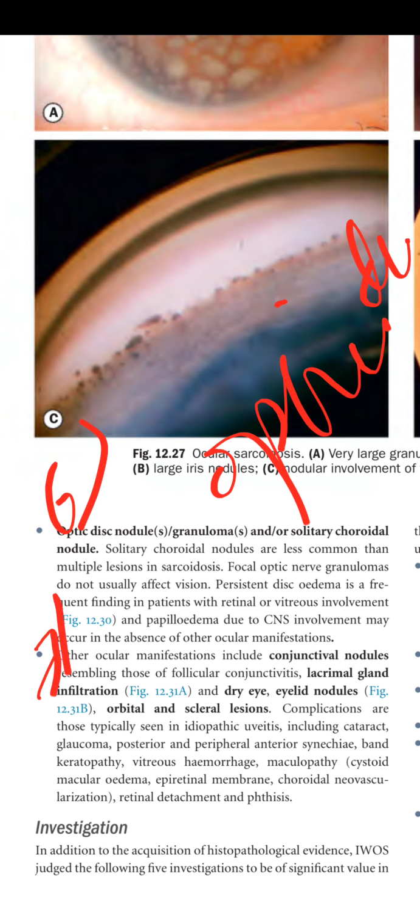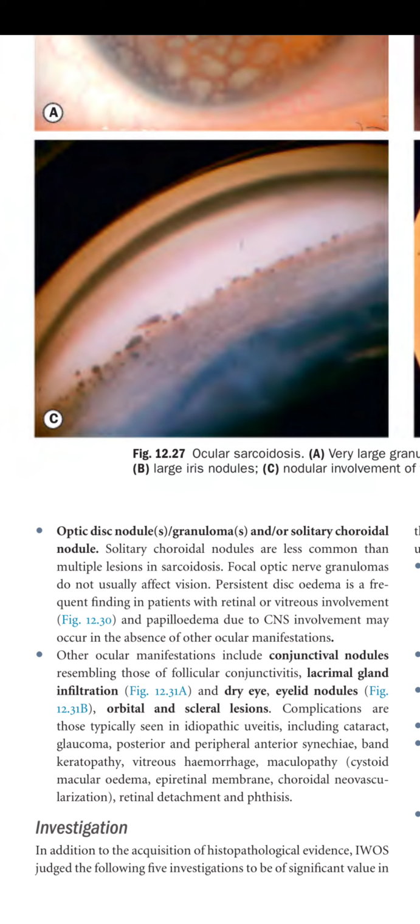Now, seventh is that there is going to be nodule formation in the rest of the eye. Other ocular manifestations include conjunctival nodules resembling those of a follicular conjunctivitis, lacrimal gland infiltration, and dry eye, eyelid nodules, orbital and scleral lesions. Complications are seen, those typically seen in idiopathic uveitis, including cataract, glaucoma, posterior and peripheral anterior synechiae, band keratopathy, vitreous hemorrhage, maculopathy, cystoid macular edema, epiretinal membrane, choroidal neovascularization, retinal detachment, and phthisis.